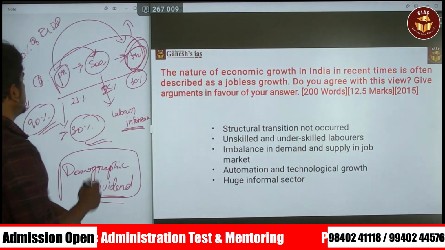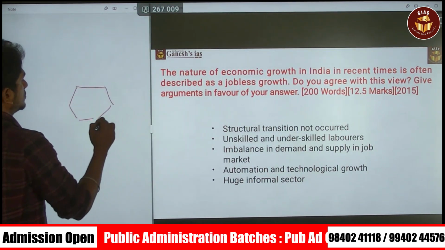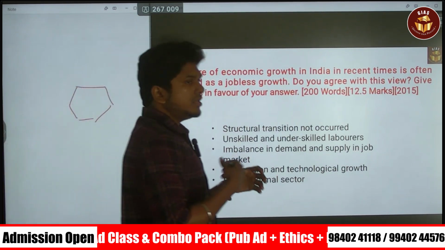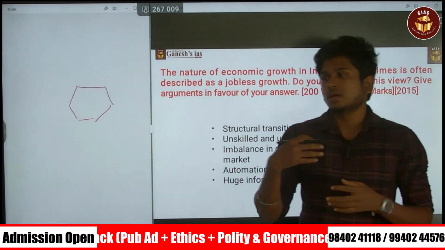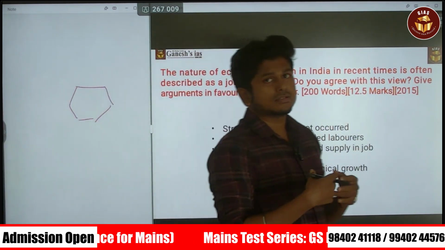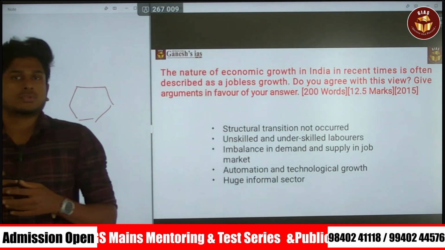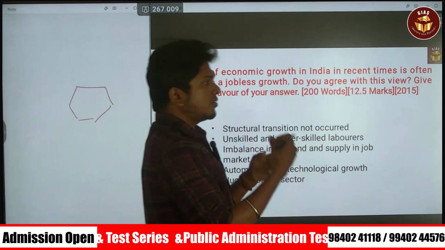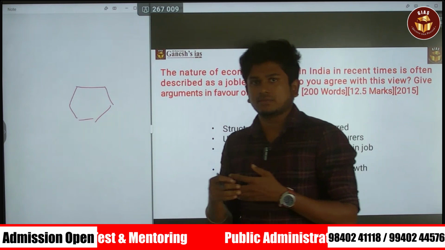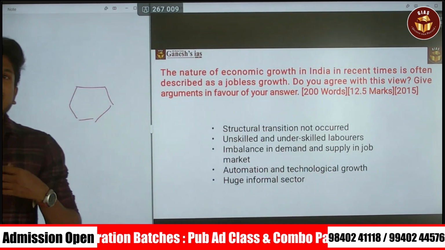And also at the same time you can use certain diagrams like this. So make some innovative approach, try to give some data, try to use certain graph-like things, or else try to use a flow chart. If it is an economic question, then definitely the introduction should have certain economic terms. Try to incorporate it. That will enrich your answer.